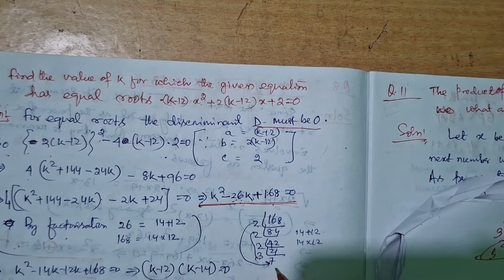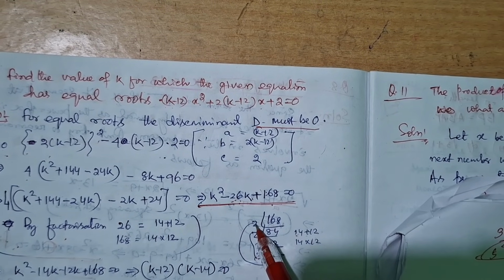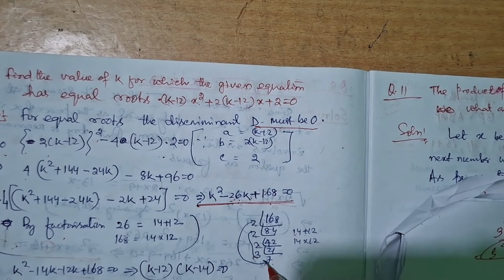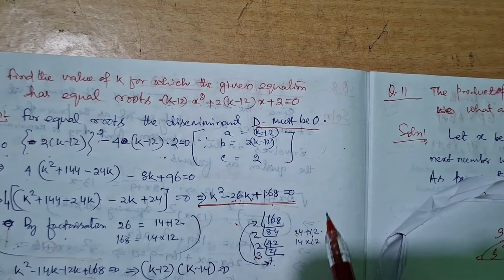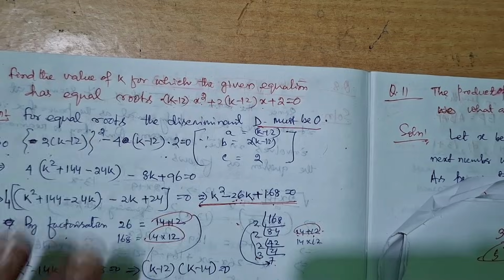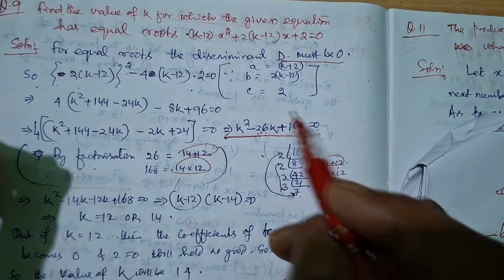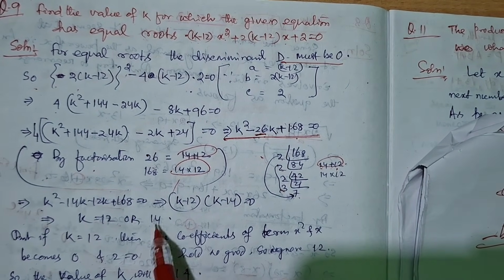2, 2, 2, 3, 7. But 14 and 12. 14 times 12 and 14 plus 12 is 26. Okay, so this is the factorization. This should be the factorized criteria. How you will divide this? Okay, now you divide this, you will get this.